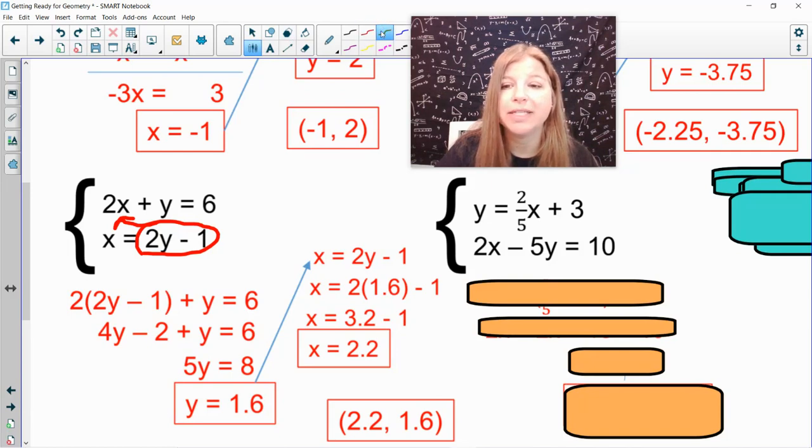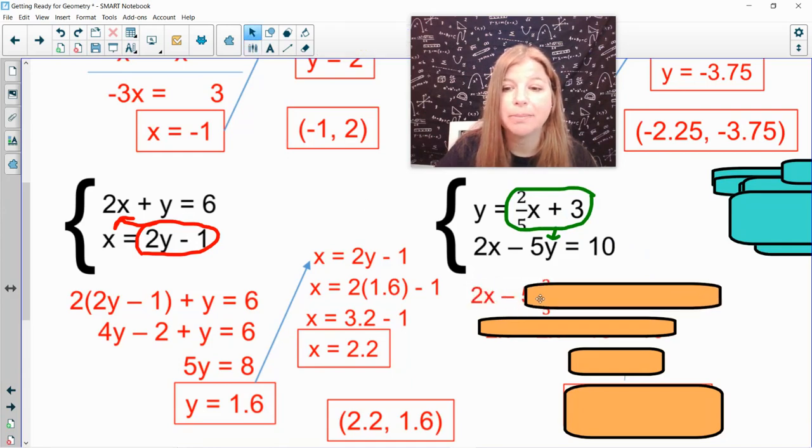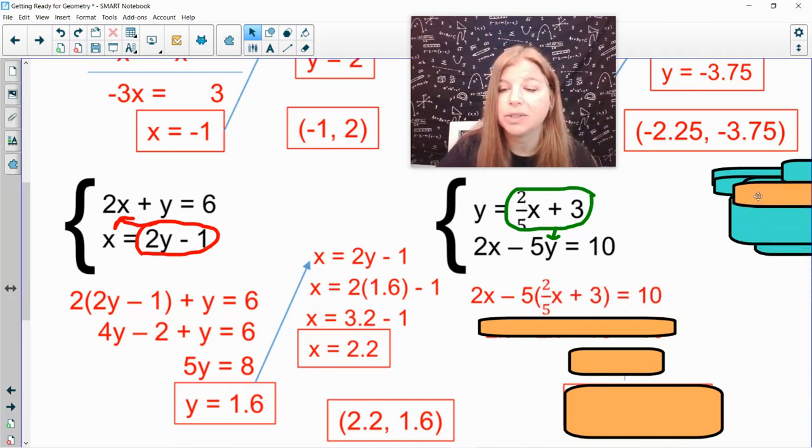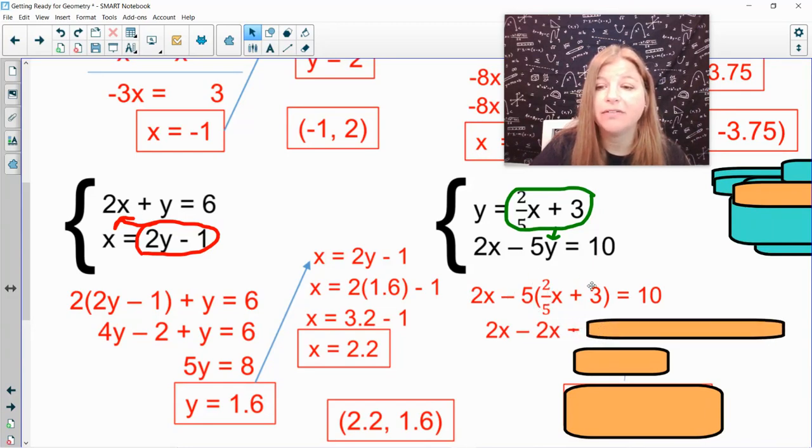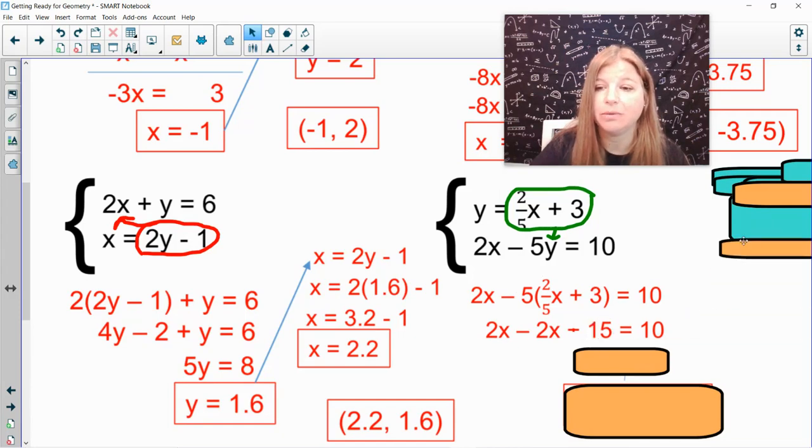y equals 2/5 x plus 3. I see all of this is set equal to y. So all of that is going to get substituted in for y into the second equation. So this would be 2x minus 5, not times y, but times everything that y is equal to. 2/5 x plus 3 equals 10. So now I go ahead and I simplify this. So this would be 2x minus 5 times 2/5. The 5s would simplify out. I'm going to be left with a negative 2x. Negative 5 times 3 is negative 15 equals 10.